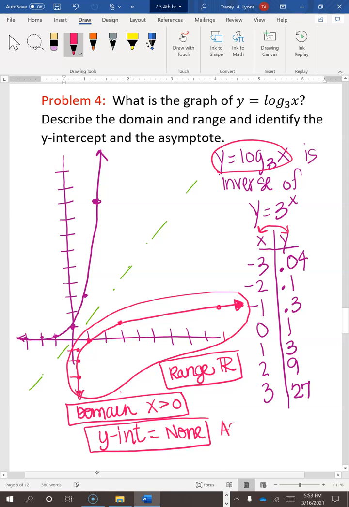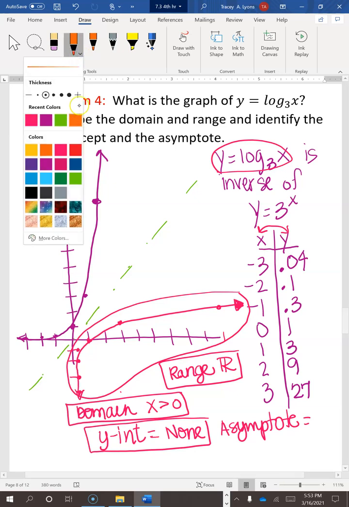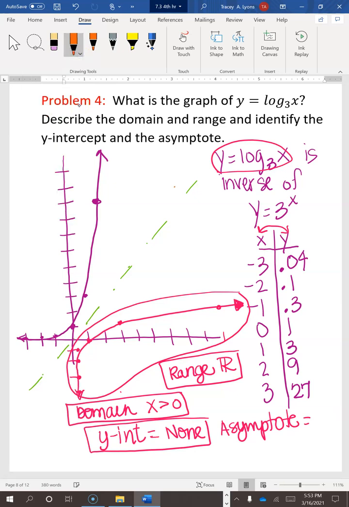And then the asymptote line is the line that it gets super, super close to. So when we're looking at that, that would be this vertical line. I'll make it orange. Right here. So the vertical line, remember, is an x equals line because it goes through the x-axis. So my asymptote is at x equals 0.